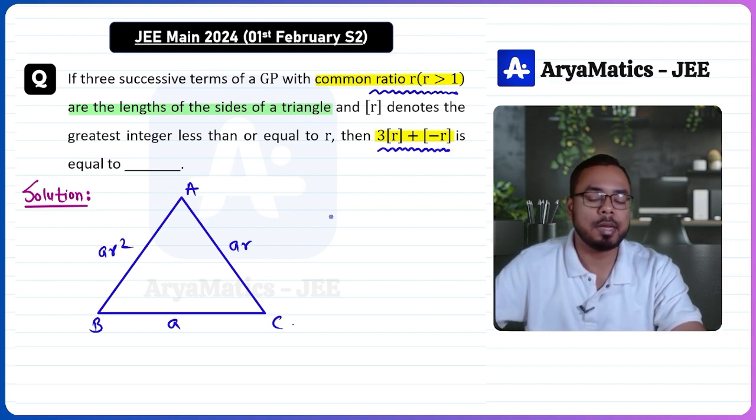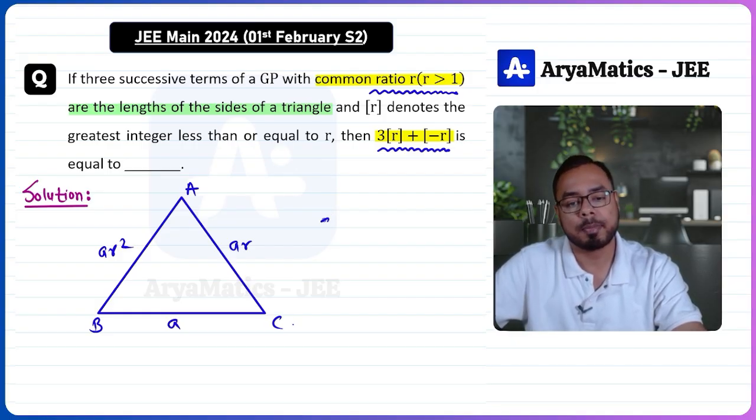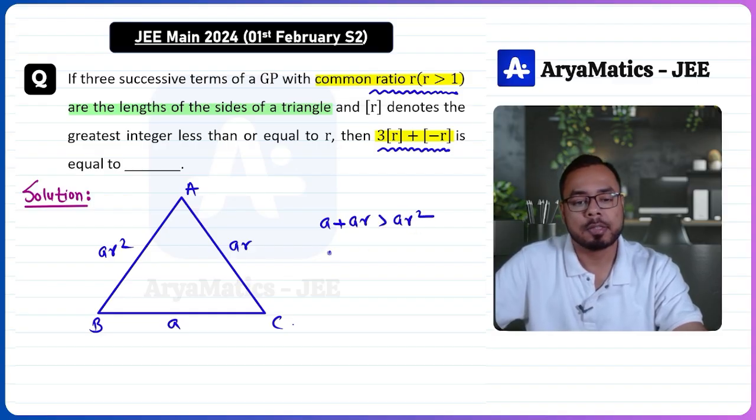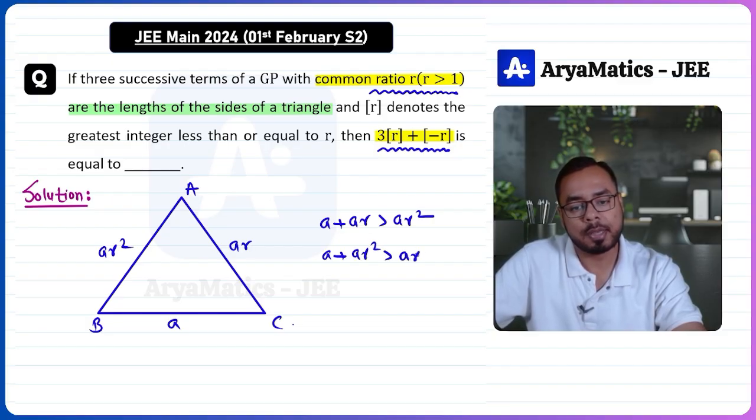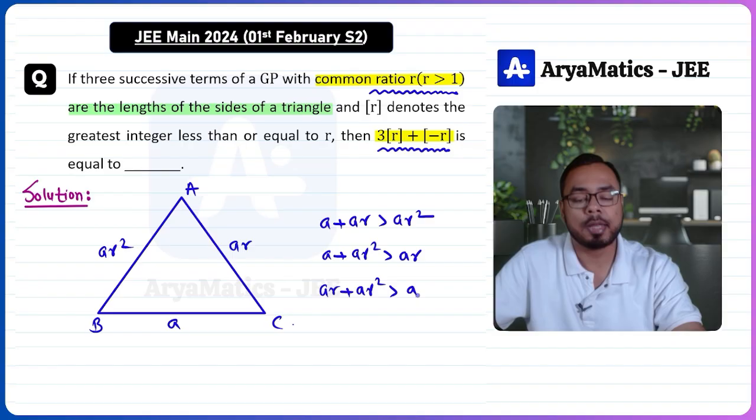Now we know that in any triangle, the sum of two sides is always greater than the third side. That means A plus AR should be greater than AR square. Similarly, A plus AR square should be greater than A into R. And finally, AR plus AR square should be greater than A.